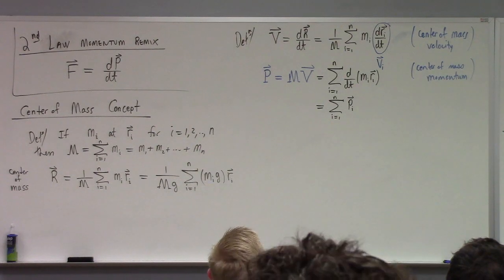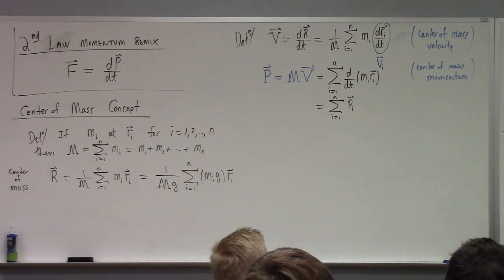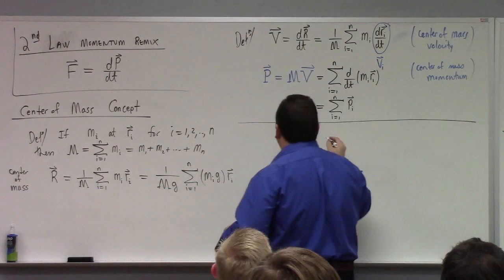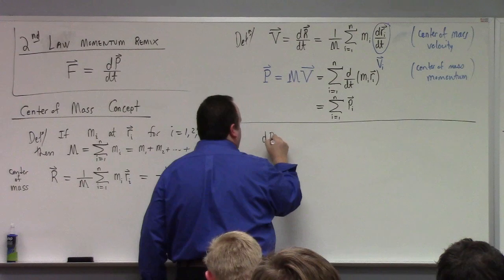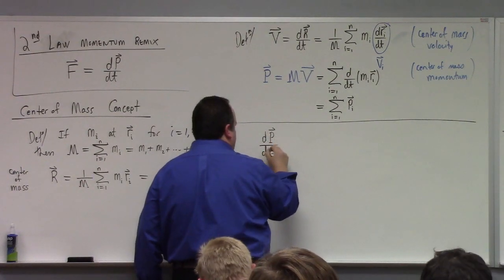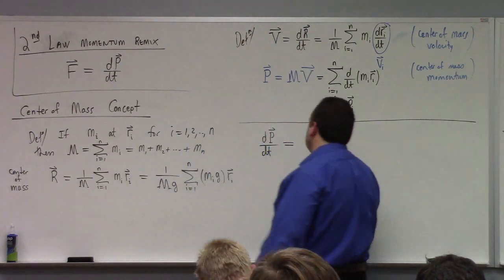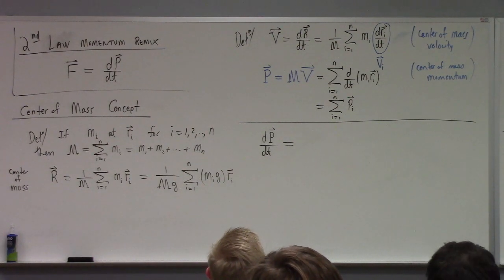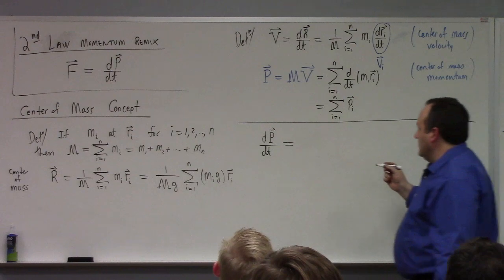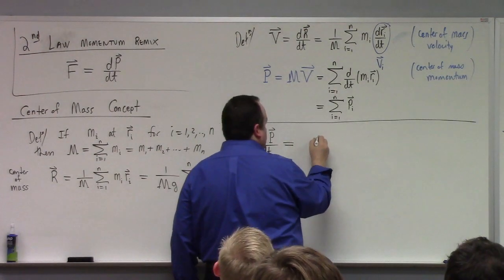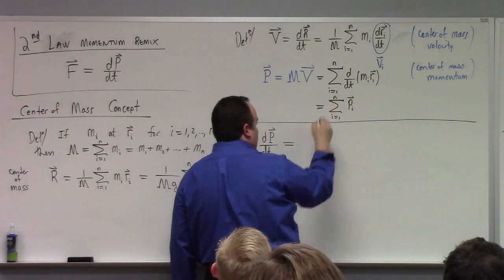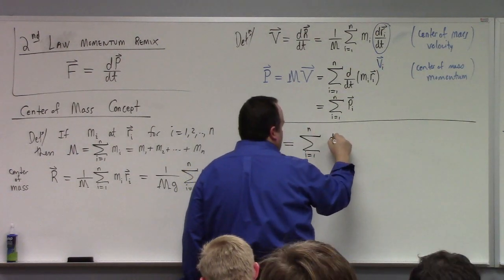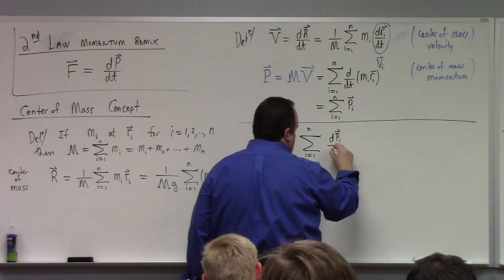So then what? We don't just stop there, right? We're interested in Newton's law. So what should dp/dt be? What's the time rate of change of the total momentum? We can say that's equal to, differentiating this right here, the sum, i equals 1 to n of dp_i/dt.